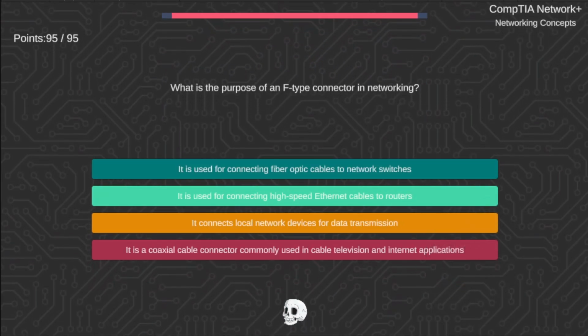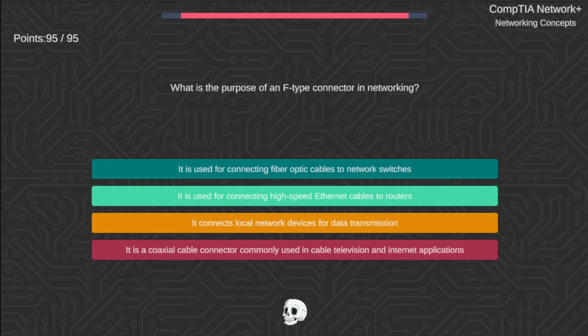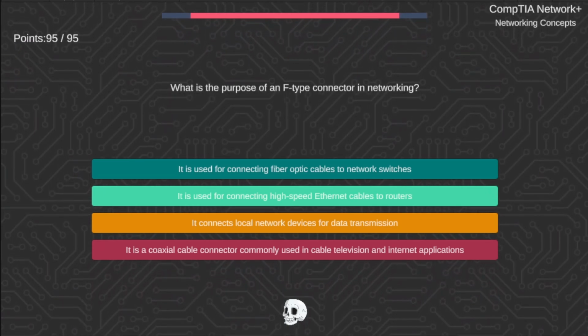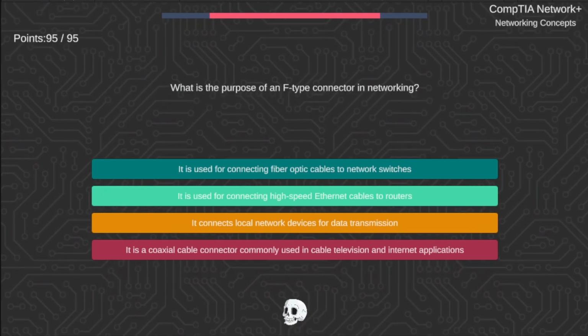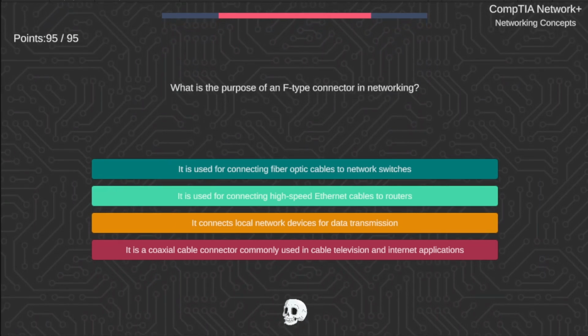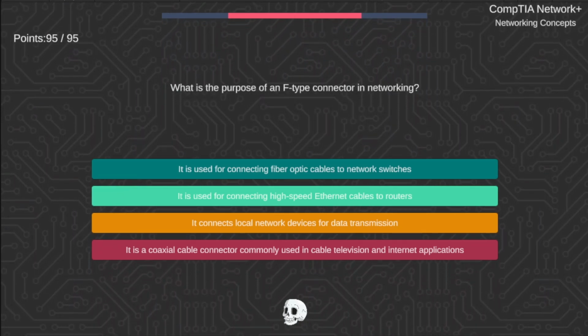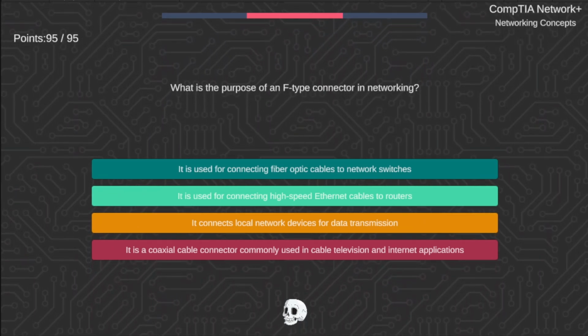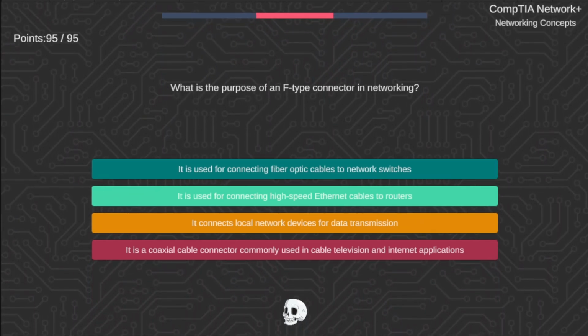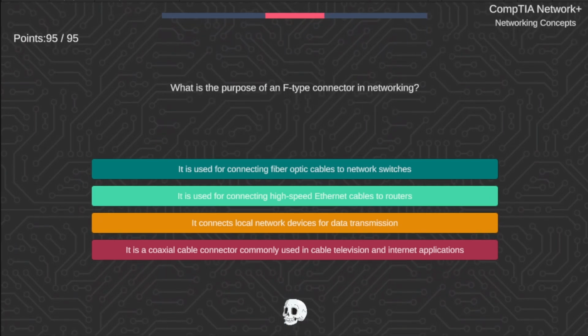What is the purpose of an F-type connector in networking? It is used for connecting fiber optic cables to network switches. It is used for connecting high-speed Ethernet cables to routers. It connects local network devices for data transmission, or it is a coaxial cable connector commonly used in cable television and internet applications. An F-type connector in networking.